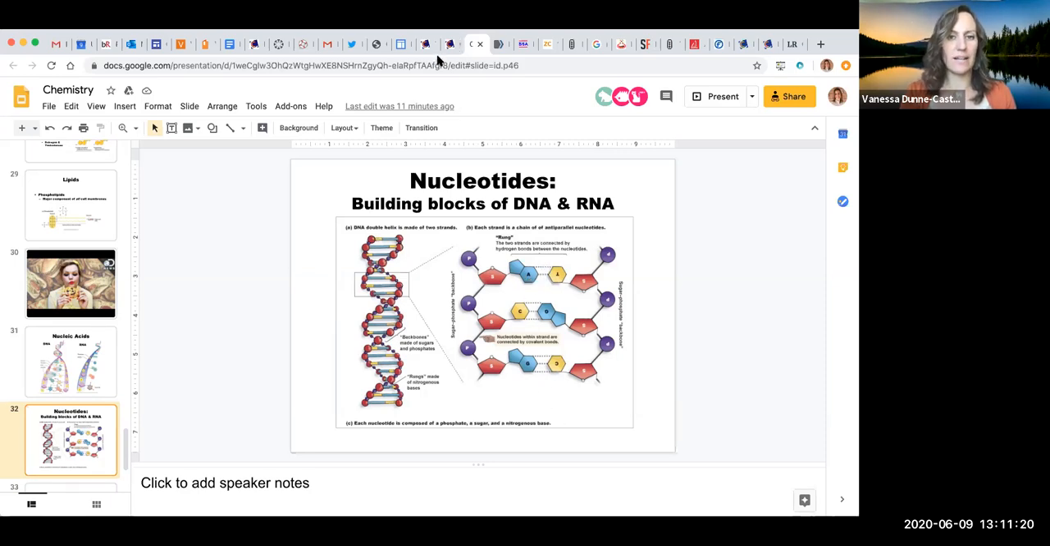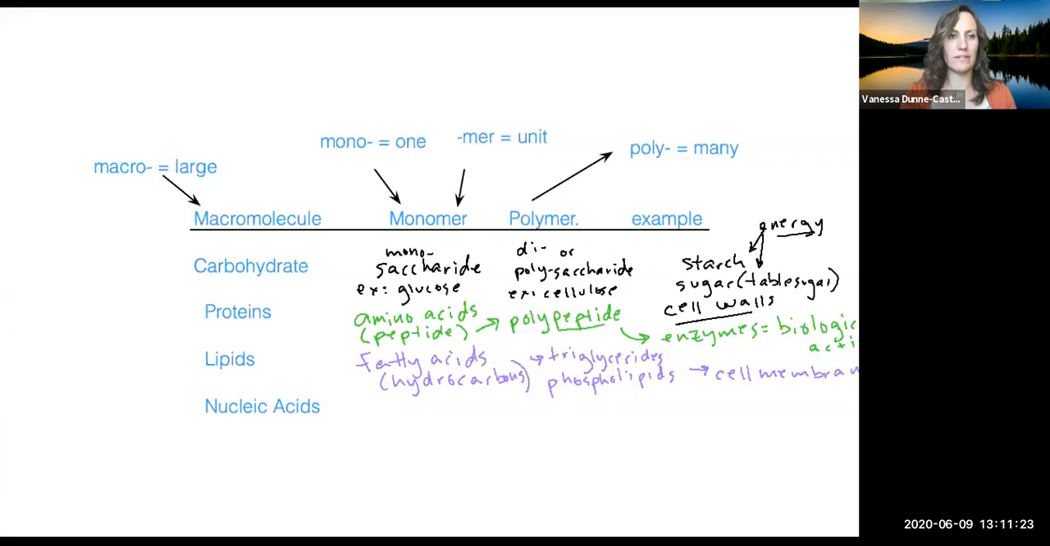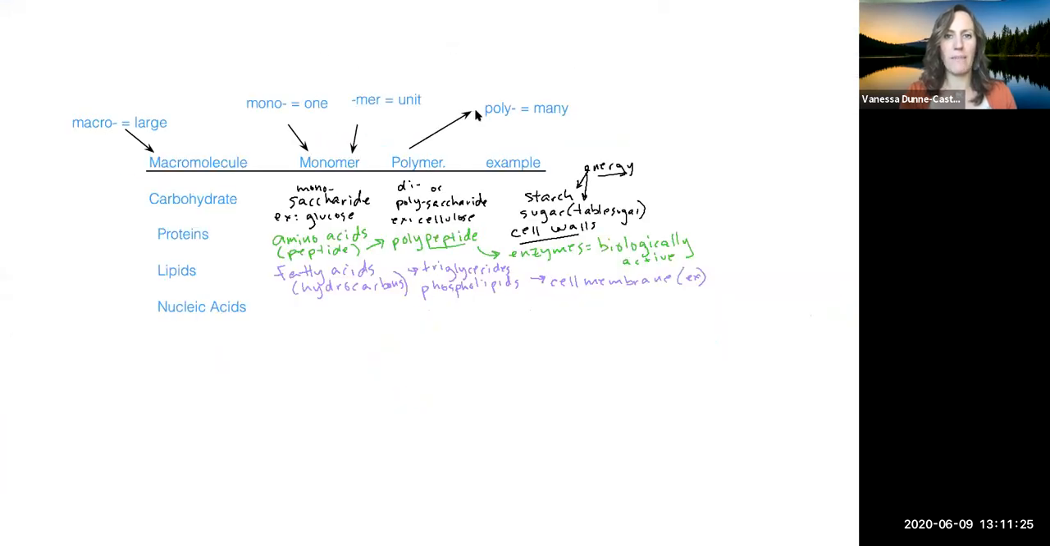Okay, so let's write this down real quick on our little chart here. So our last macromolecule example is nucleic acids, and the single unit that makes up all nucleic acids are nucleotides. And remember, this has 3 different units. It has that phosphate group that's covalently bound to a carbohydrate, a sugar, that's covalently bound to a nitrogenous base.